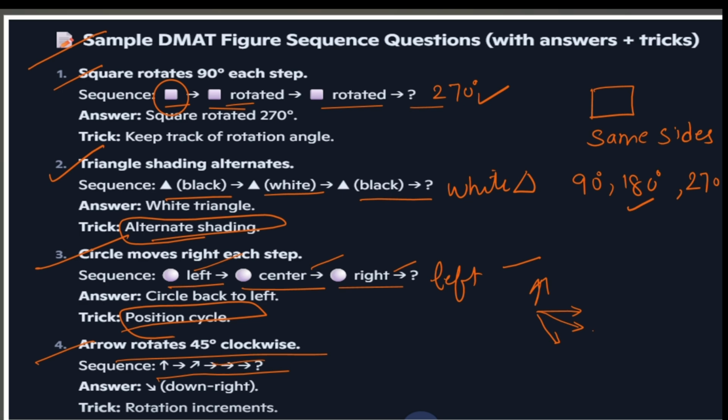Okay, the statement is something wrong here. So you just have to remember, it just ends here. Okay, this is not here, basically it's like here. So when the arrow rotates 45 degrees clockwise, if it is like this, it is like this, it is like this, and then it would be down right. It would be down right. Rotation increments.